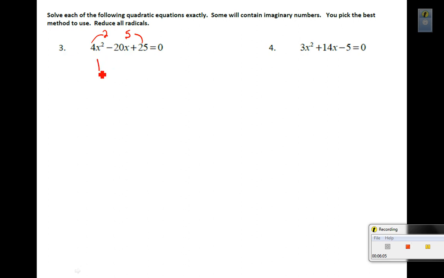So I know this is a perfect trinomial. So this will factor into 2x minus 5 quantity squared equals 0. My sole answer, 5 over 2. Hey, so on 1, 2, and 3, I just reviewed factoring with you.